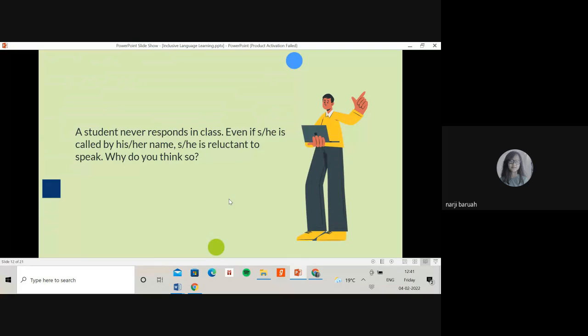But that classroom won't be taken as an inclusive language classroom if we don't take into account even one particular student who is not responding. We will have to make that student respond in the class by understanding his or her need, be it for hesitation, be it for language difference, any reason. We should find out and then include that particular learner in the class to make the classroom an inclusive classroom.